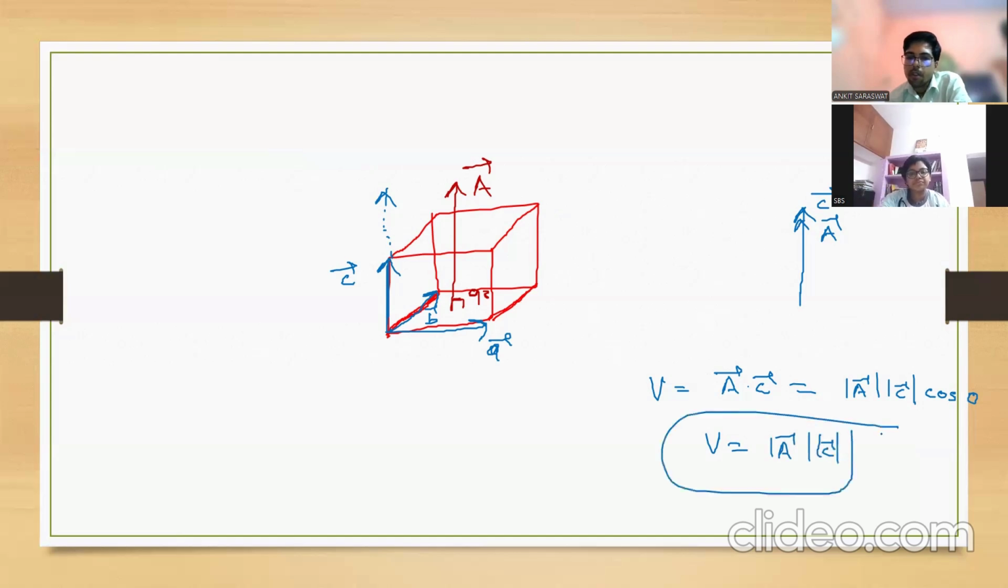This is the volume. For example, how to find mod A? Clear? Mod C, you know how to find? So simply, volume of parallelopiped is the dot product of the area vector with the C vector, any third vector. So V will be A dot C. Remember this. That is the volume of parallelopiped.